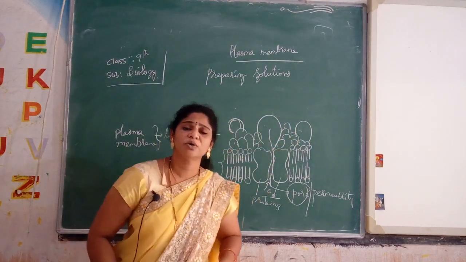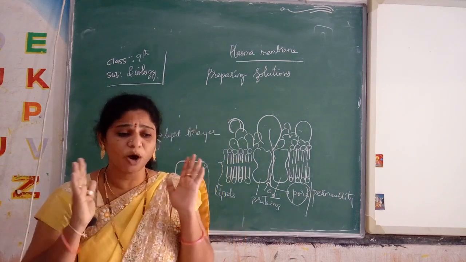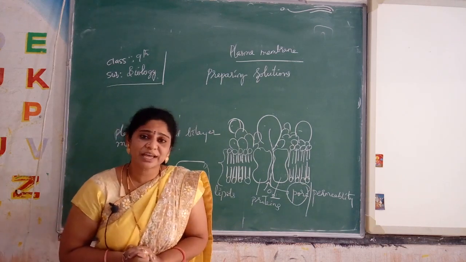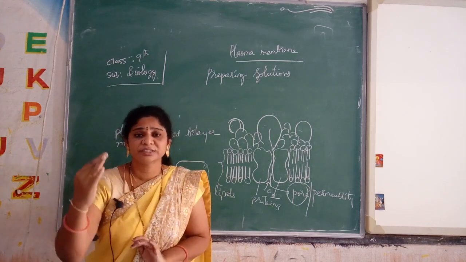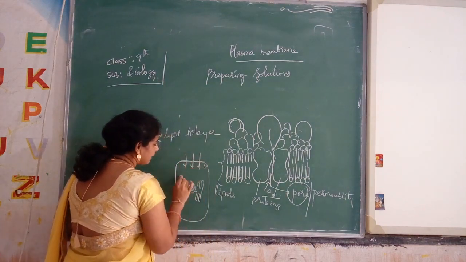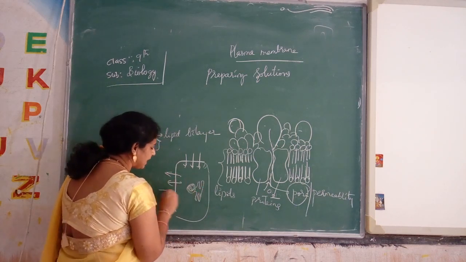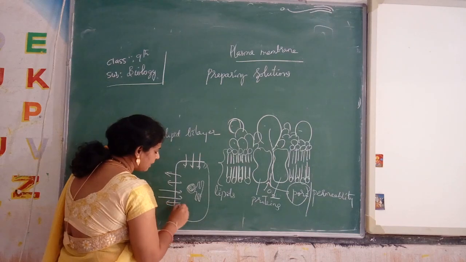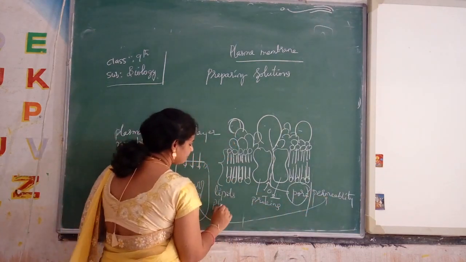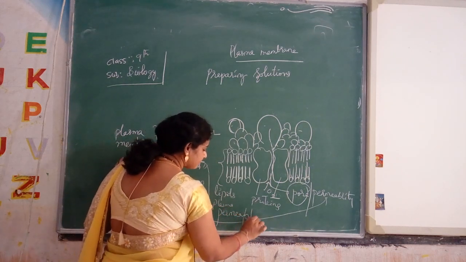So what is happening? It is a bilipid layer, arranged in such a way that substances can permit this side and that side, meaning permeable. A substance, maybe calcium or any other, has to penetrate into the cell and move out of the cell easily. That's why we call the plasma membrane a permeable membrane.